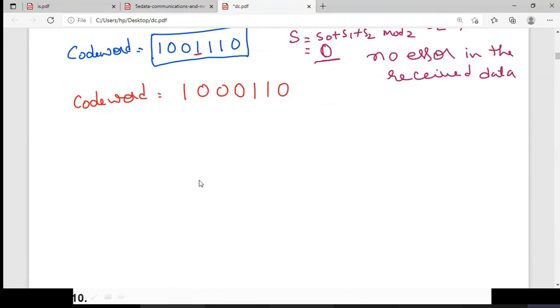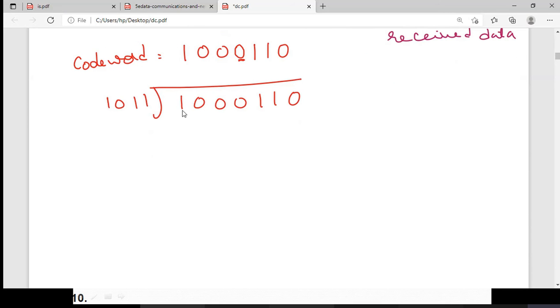The same procedure you need to do. Take the divisor, that is 0 1 1. Write the received code word, where this bit is modified. Instead of 1, it is changed to 0: 1 0 0 0 1 1 0. Repeat the procedure. What is the leftmost bit in the dividend? Take these 4 bits for division first. Your leftmost bit is 1. You write quotient 1, 1 into the divisor. Whatever you get, write it as the partial dividend.